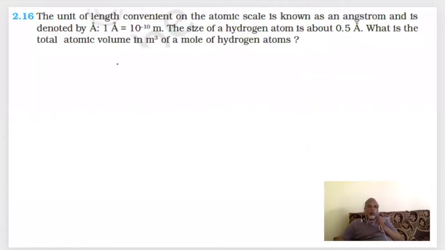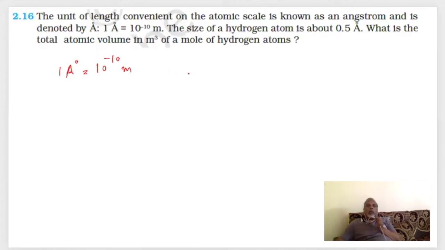Now we will see question number 16 of the NCERT book. This says the unit of length convenient on the atomic scale is known as an angstrom and is denoted by Å, that is, 1 angstrom is equal to 10 raised to, this we already know. Please memorize this unit. This is a very important unit, the angstrom.